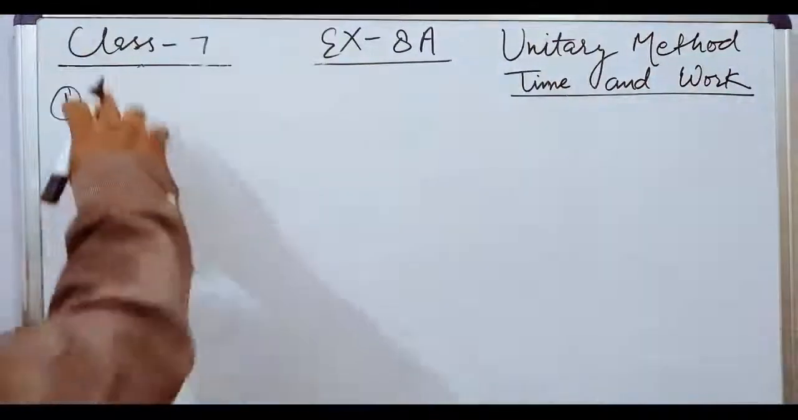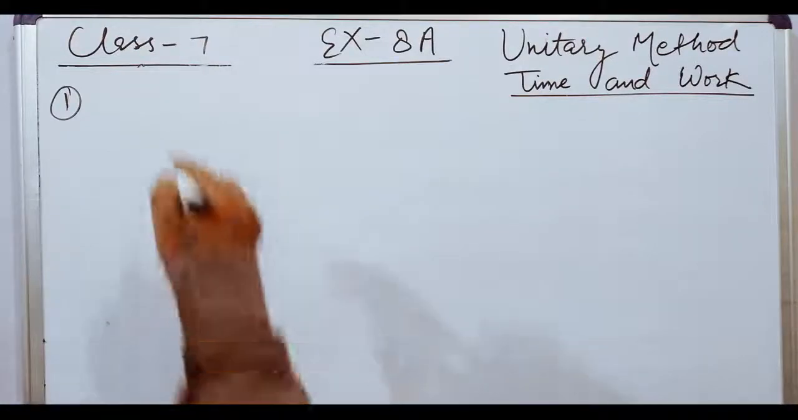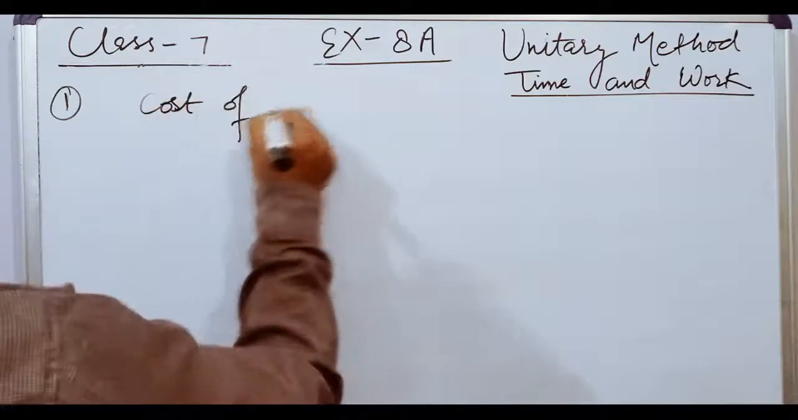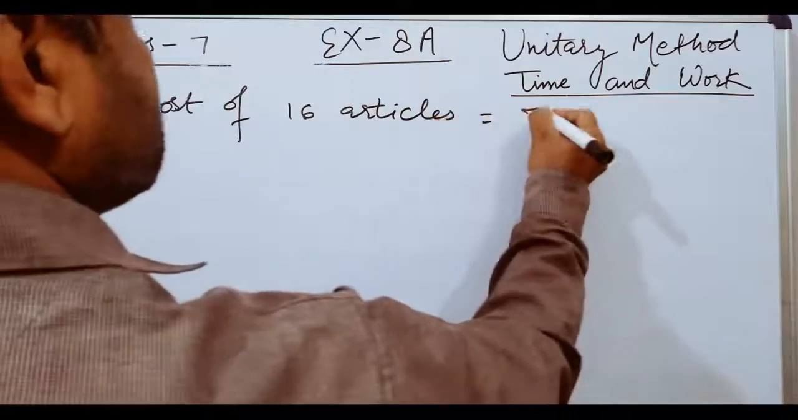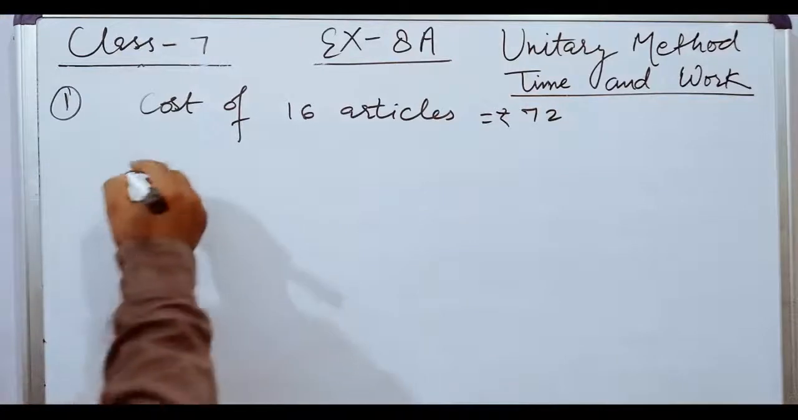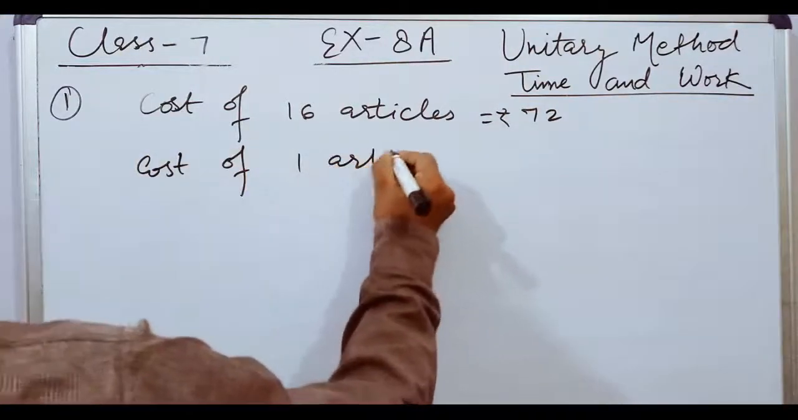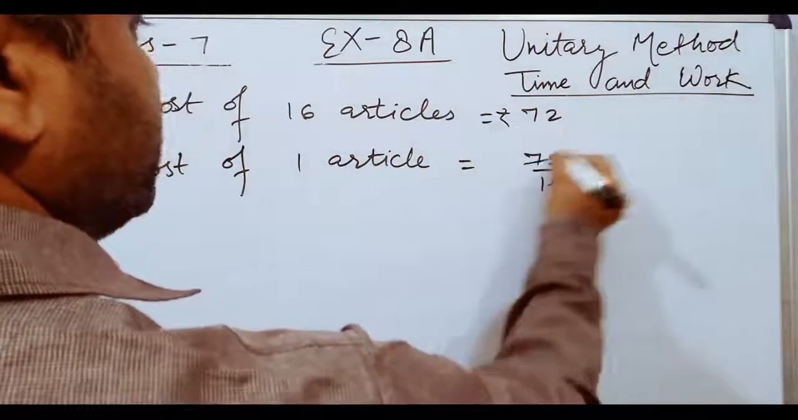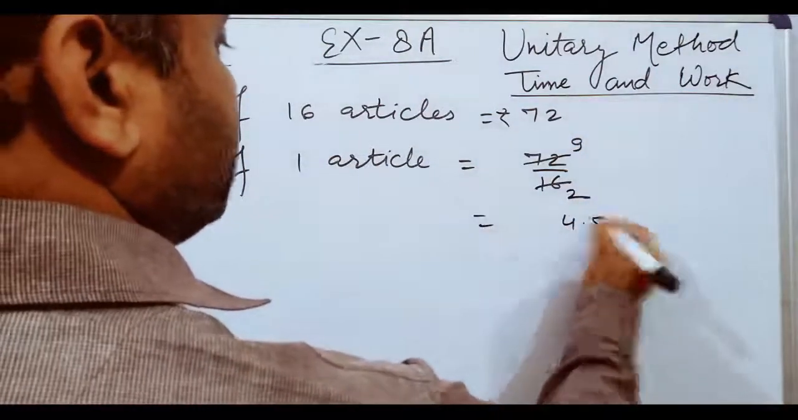Okay, number 1, fill in the blanks. The cost of 16 articles is equal to 72 rupees, and the cost of one article is equal to 72 upon 16, 8 9s are 72, 8 2s are 16, means 4.50 rupees.